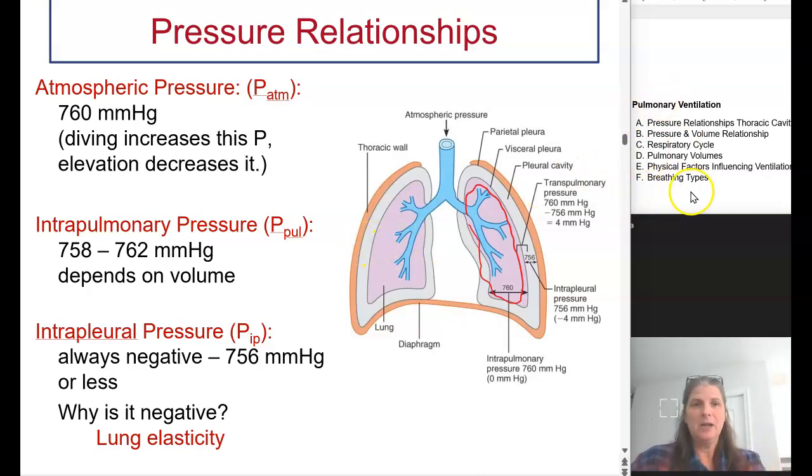Today's lecture is going to talk about pulmonary ventilation. And pulmonary ventilation is just breathing. But you can see there's an awful lot of factors that come into play here. So we're going to first start talking about pressure relationships in the thoracic cavity.